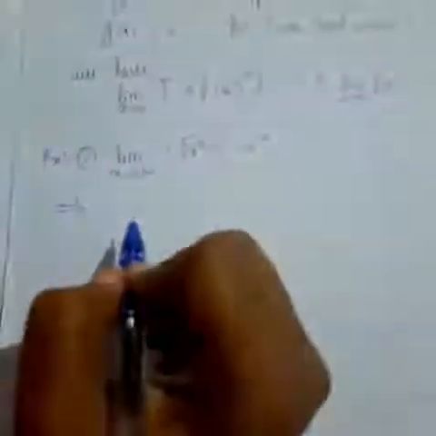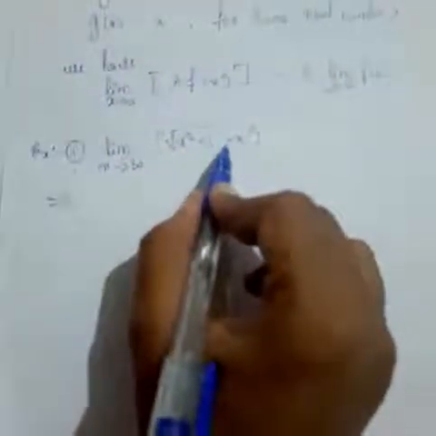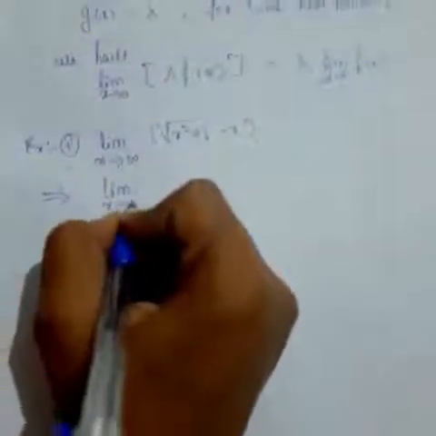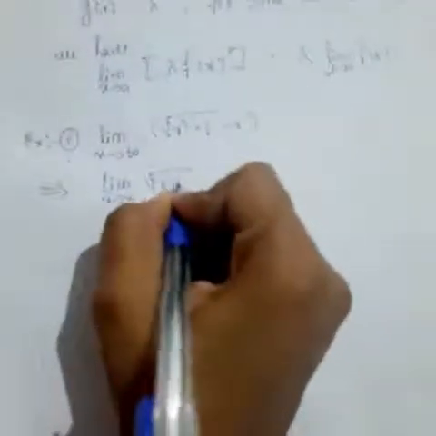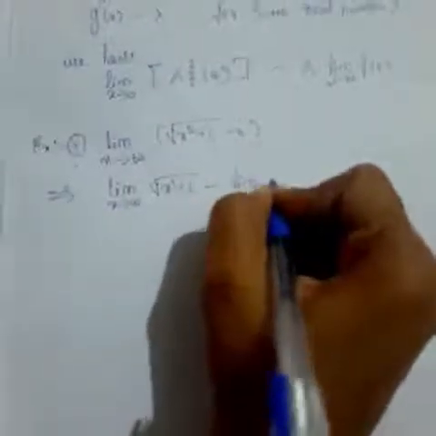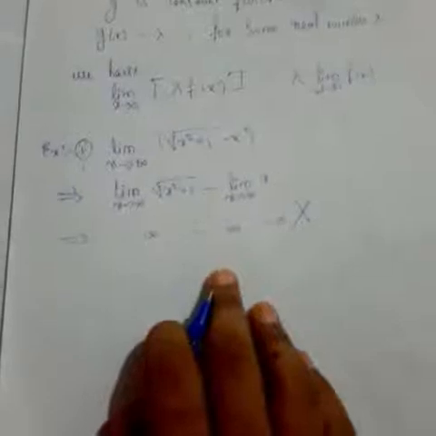See here, first go for the direct substitution. If I put infinity here, what would happen? There are two functions with a subtraction, so according to the algebra of limits, first we separate these: limit x tends to infinity of square root of x square plus 1 minus limit x tends to infinity of x. Then you will get infinity here and infinity there, then 0. Wrong. What is wrong? Infinity minus infinity is never 0.